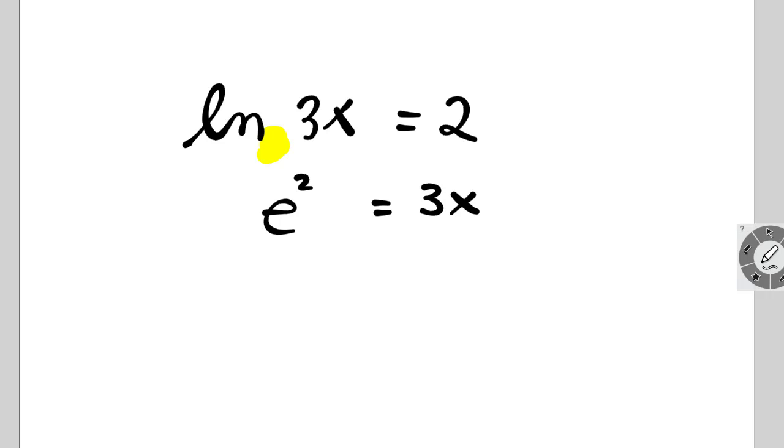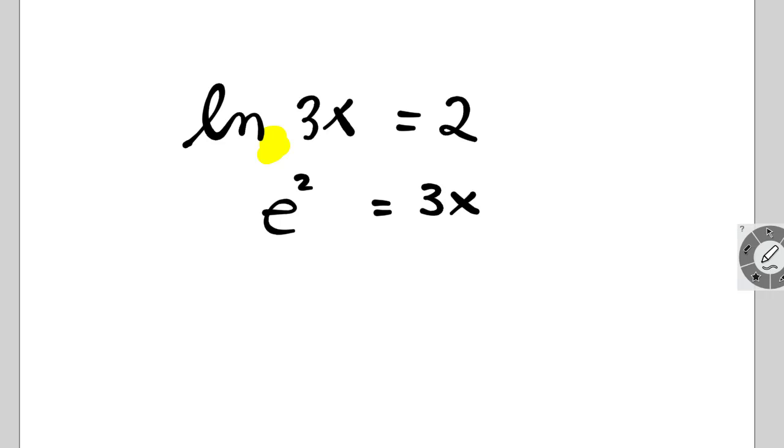Again, natural log says, what do I raise e to in order to get 3x? And the answer is 2. So e raised to 2 should give me 3x. So exponential form is just everything but without the log or natural log. We write it using exponents. So the base of natural log is always going to be e.